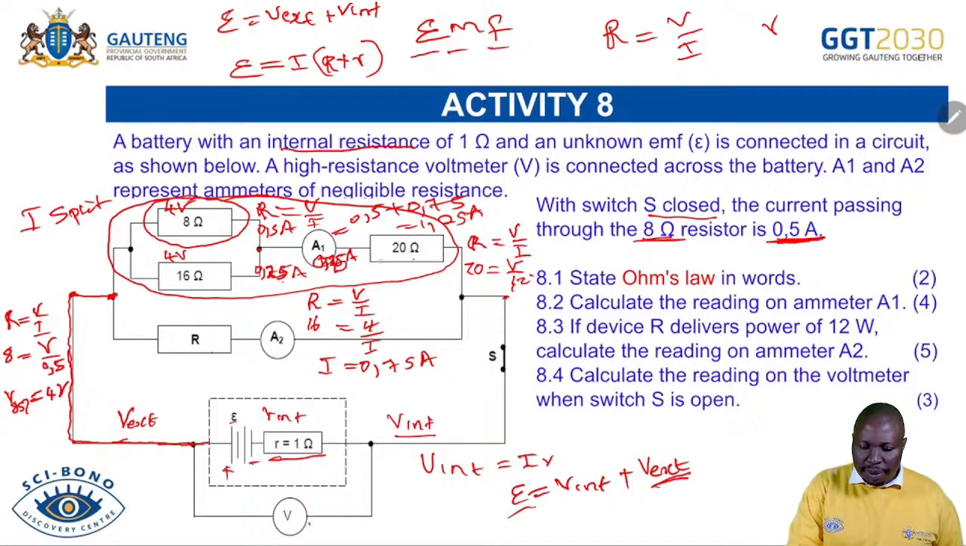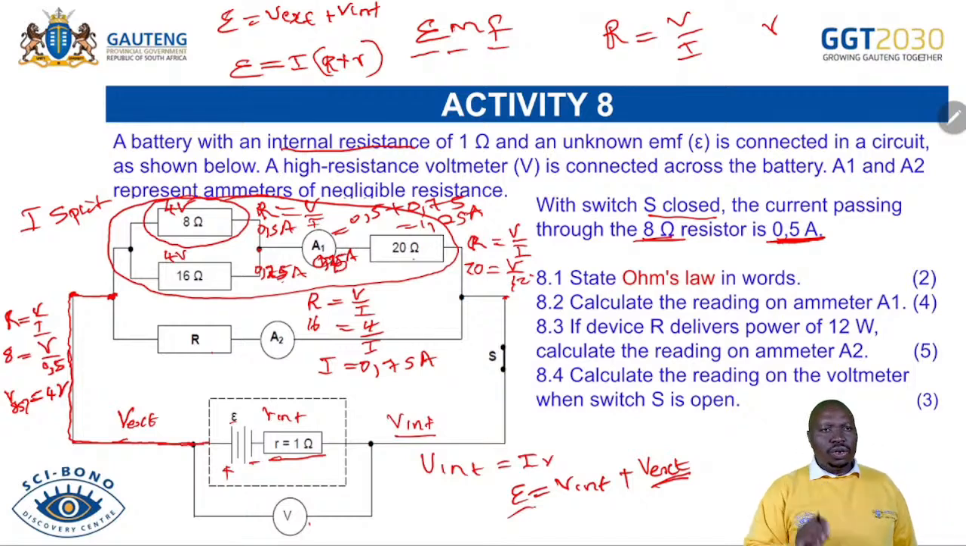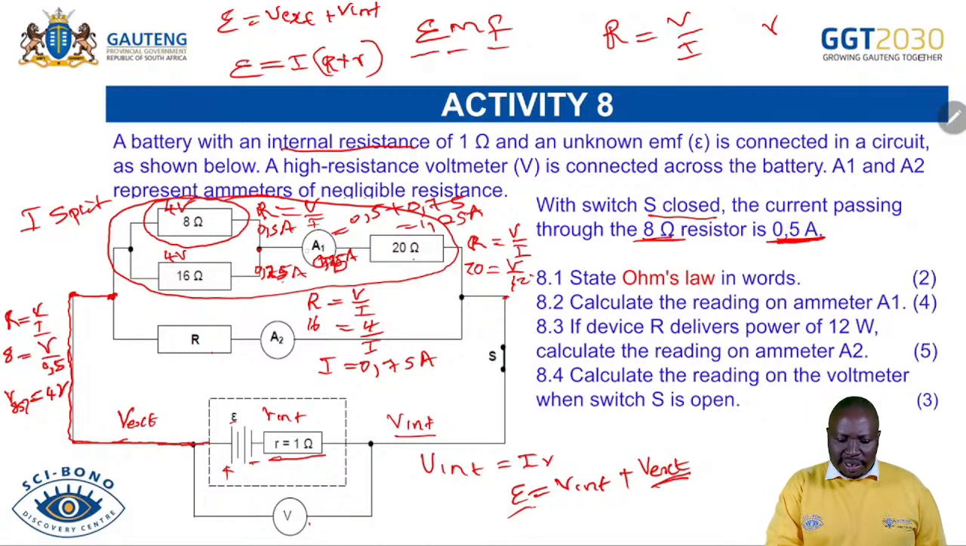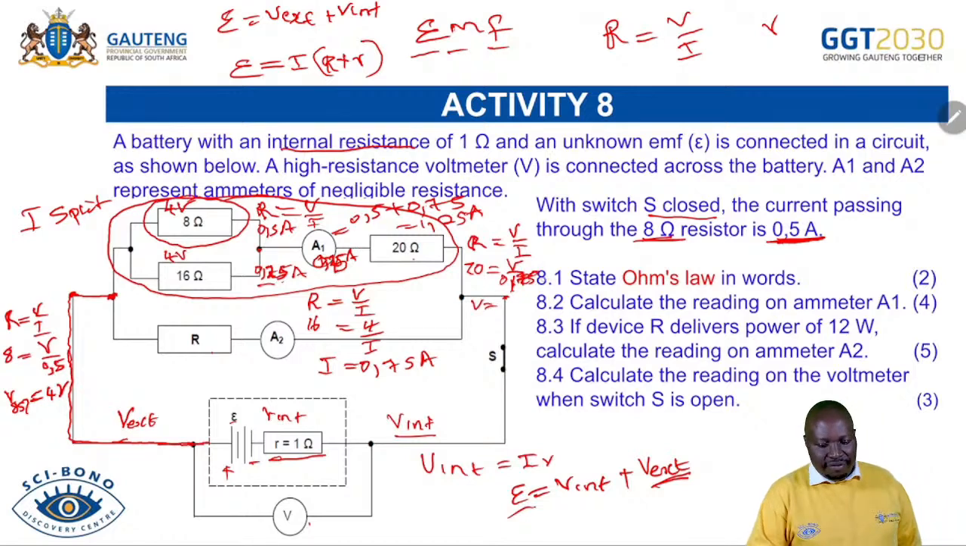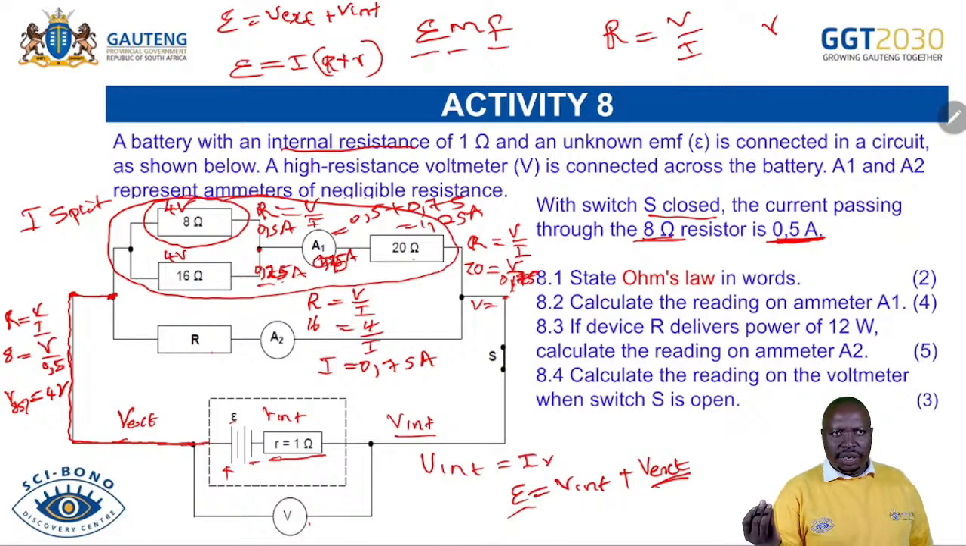Always when you are solving these problems, go back and look so that you don't make mistakes and lose marks. So we are saying we have 0.25 plus 0.5, that gives us 0.75 as the I there, the total I. V would be 20 times 0.75, and 75% of 20 will give you 15 volts. So you're able to get 15 volts there.